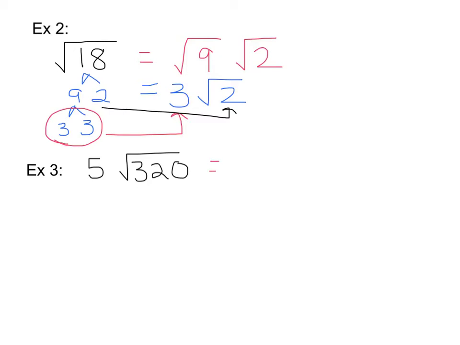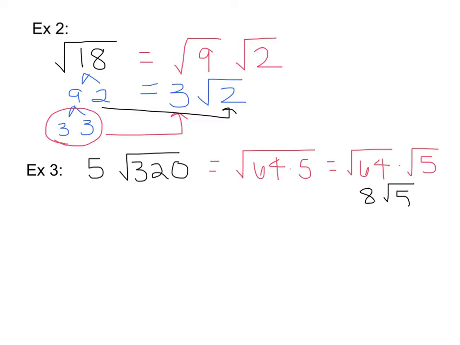If you find a perfect square times another number, that's going to be 64 times 5. The multiplication property says that you can break it down into the square root of 64 times the square root of 5. The square root of 64 is a nice number, 8. And then you can't take the square root of 5, so you bring down your 5.